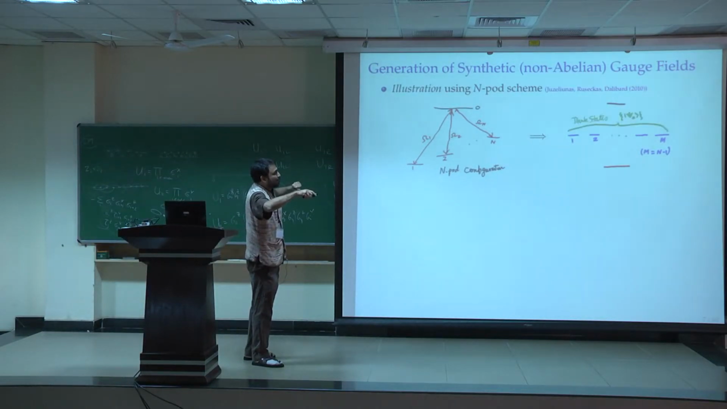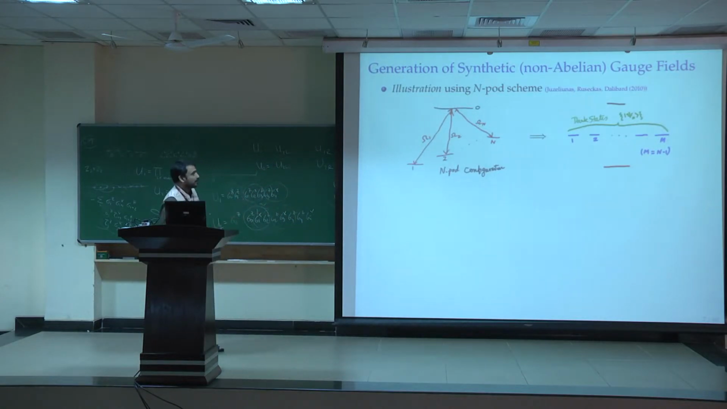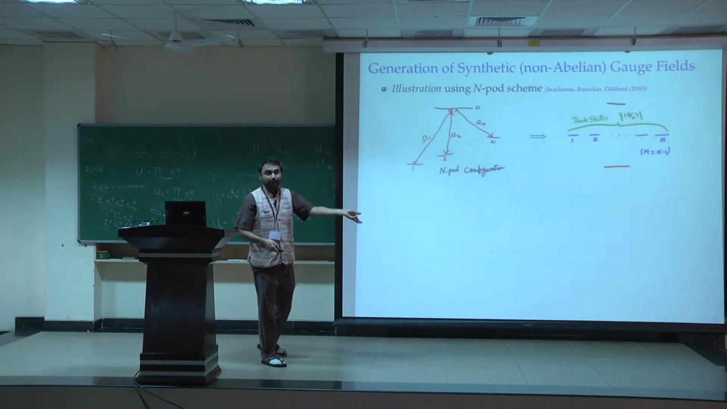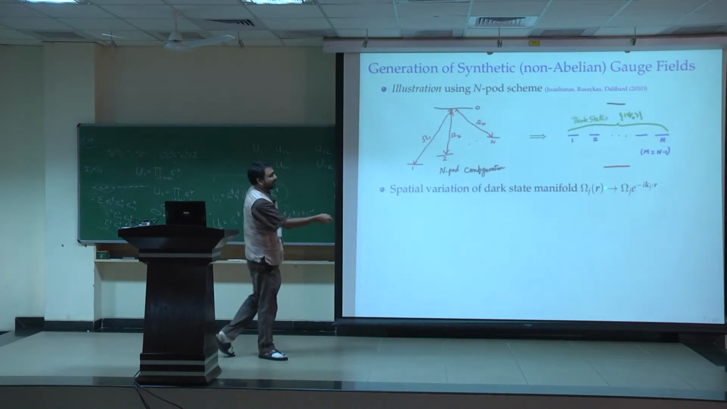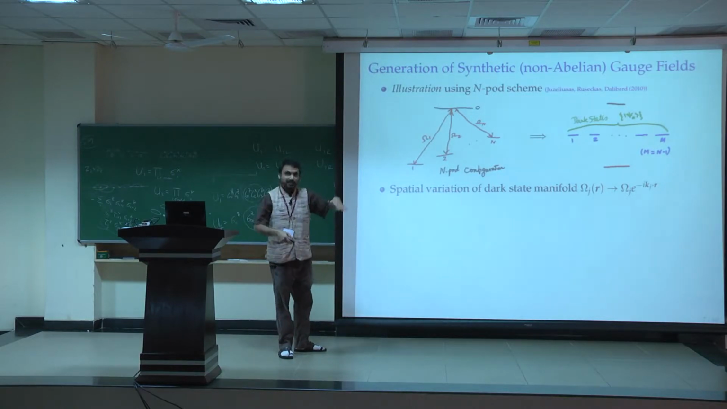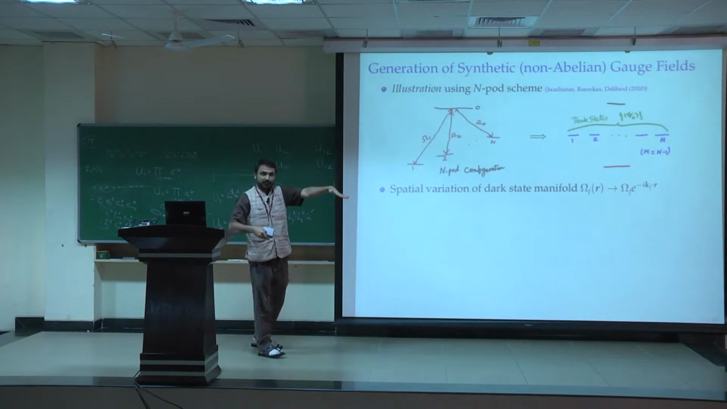You will get a manifold of degenerate states, called dark states, and you get two other states, and you get m such dark states, which is equal to n minus 1. This you can just show. The important point is that this dark state manifold is actually spatially dependent. Because these lasers have a phase factor which depends on position, the dark state manifold varies from place to place.